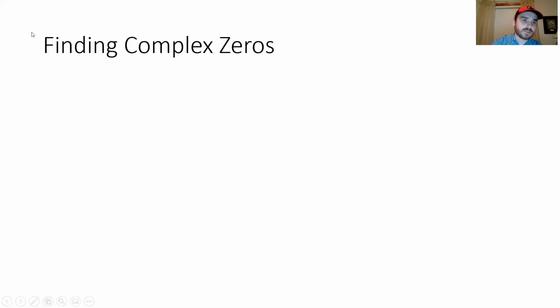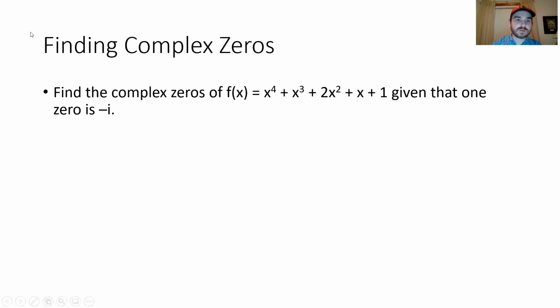Next up, I can't actually see what it says because my face is in the way. Finding complex zeros. So if we want to find the complex zeros of f of x equals x to the fourth plus x cubed plus 2x squared plus x plus 1, given that one of the zeros is negative i. So since one of the zeros is negative i, we have an x plus i as one of our factors, which means we have to have the opposite. We have an x minus i.